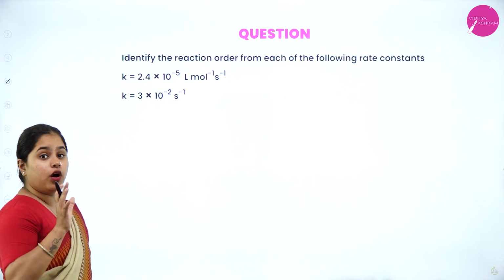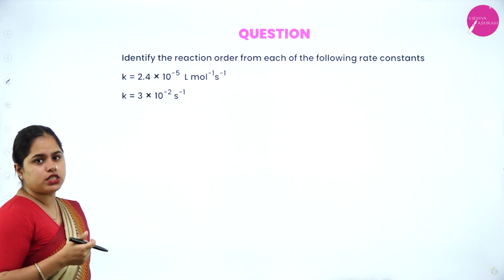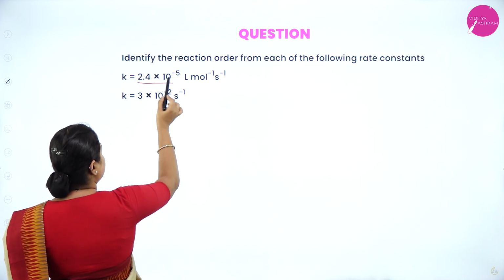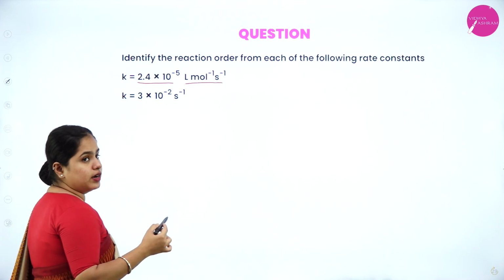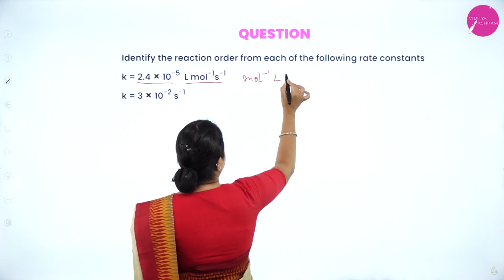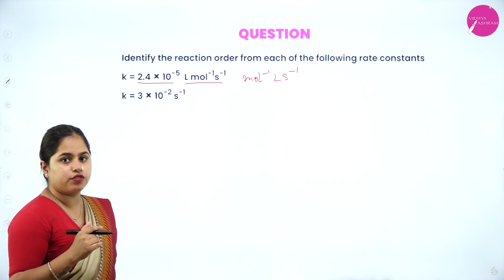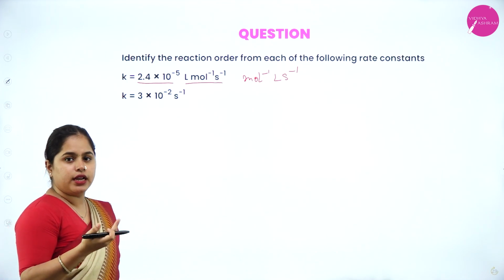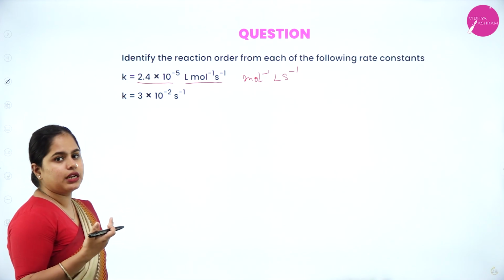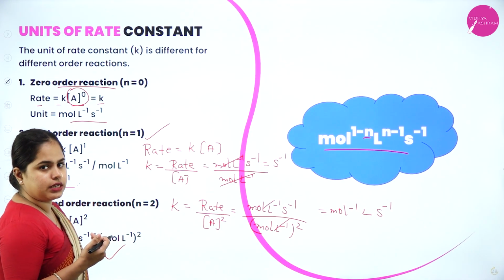So how can you identify the order of the reaction just by being given the rate constant of the reaction? One reaction is given as 2.4 into 10 to the power minus 5 liter mole inverse second inverse, or else you can also write it as mole inverse liter second inverse. So just by looking at the rate constant, how can I determine the order of the reaction? I know the unit, right? From the rate constant unit itself, I can calculate the order of the reaction. So mole inverse liter second inverse means it is a second order reaction, right?